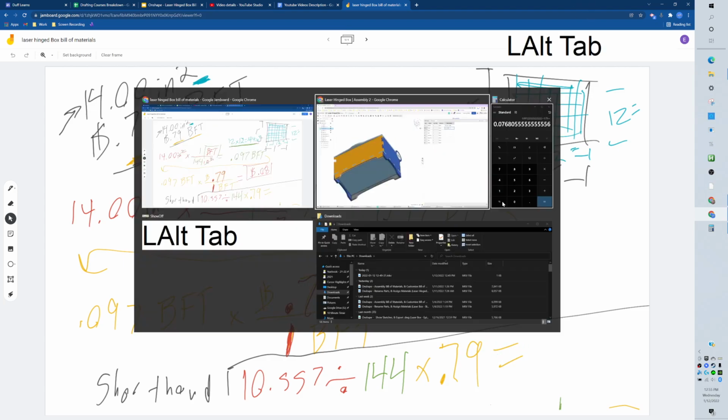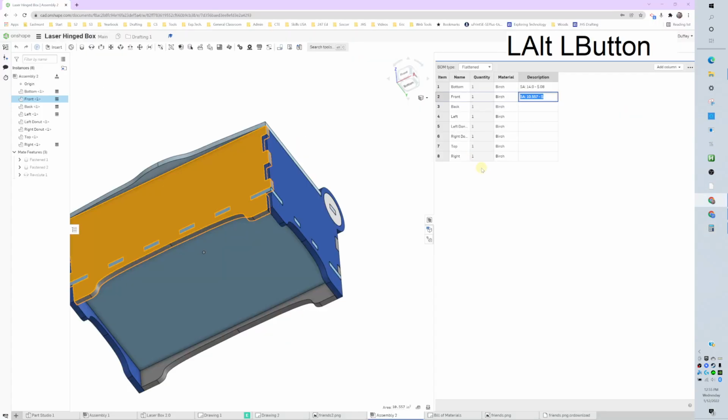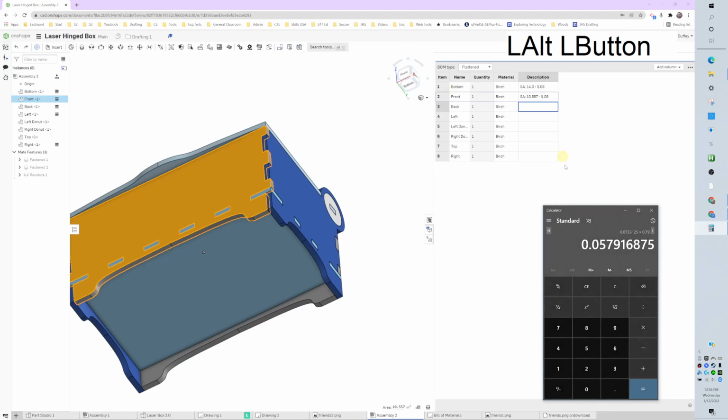So let's shorthand that. What do we got? It's 10.557 divided by 144 times 0.79, and we'll get about 6 cents. Again, I'm going to round up: 6 cents, or 0.06.